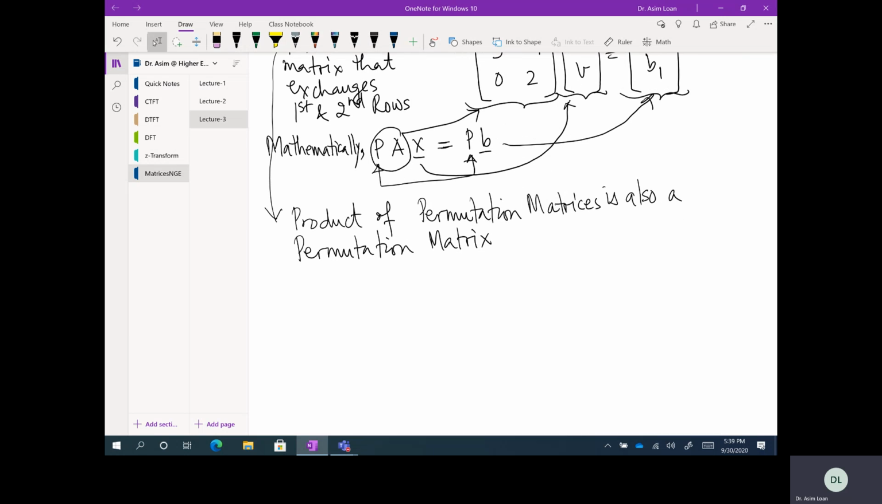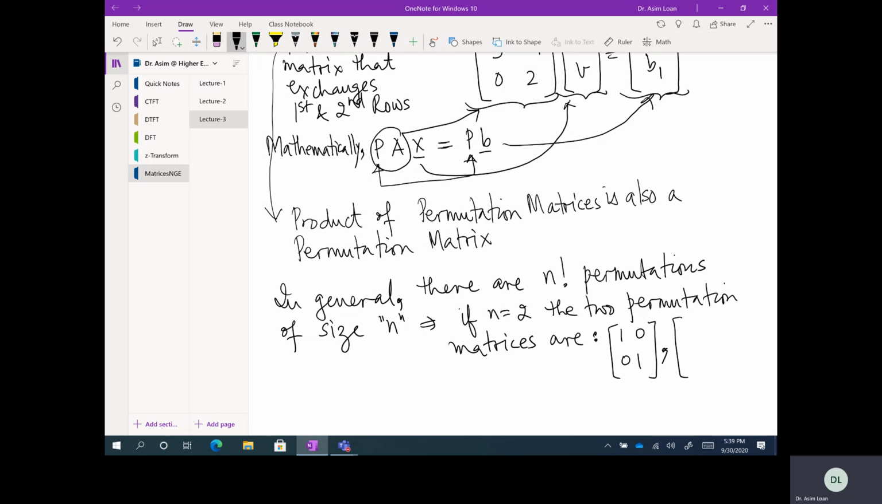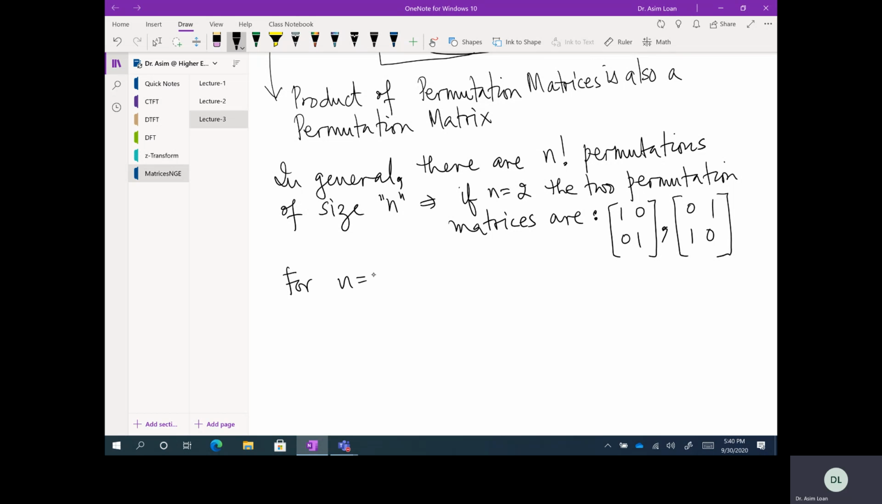Okay, and in general, there are n factorial permutations of size n. This implies if n is equal to 2, the two permutation matrices are the identity and this one, the row exchange one. For n equal to 3, this implies 3 factorial, which is equal to 6 combinations.